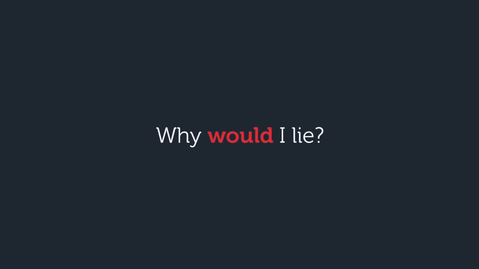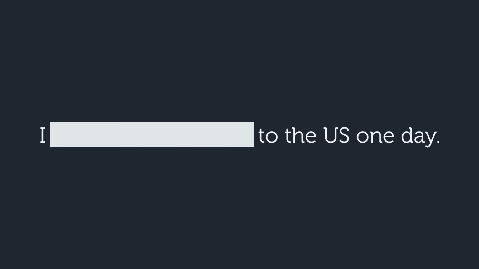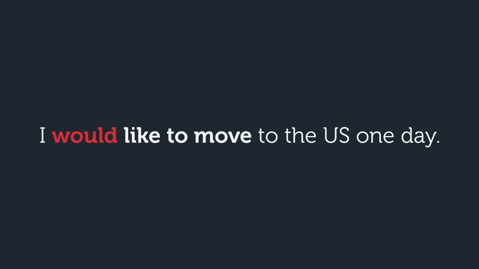If you use I or we in the question, it's a way to tell the listener that you have no reason to do something. If I say, why would I lie? This means I'm not lying. I have no reason to. Tell me what my reason would be. This last one I'm sure you know very well by now, but how do you say you have a desire to move to the US one day? I would like to move to the US one day.